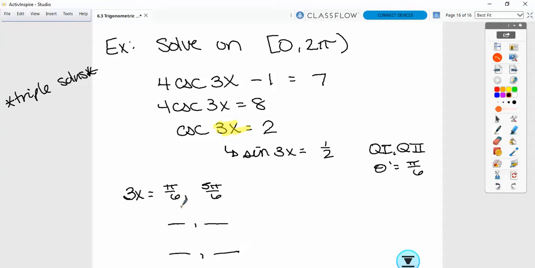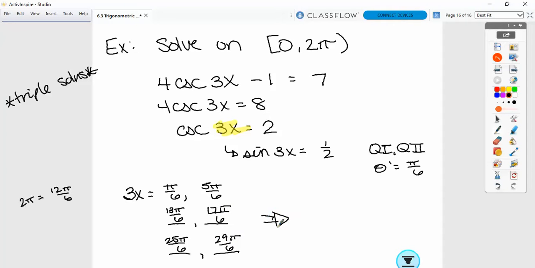What do we have to do to each of these to get the other answers? Add 2 pi. Add 2 pi first, and then we'll divide them all by 3. So all the way around the circle is 2 pi. So pi over 6 plus 2 pi, I told you if you really get hung up, you can use a calculator. You could realize that 2 pi is the same as 12 pi over 6. So pi over 6 plus 12 pi over 6 is 13 pi over 6. Plus 12 pi over 6 would be 25 pi over 6. 5 pi over 6 plus 12 pi over 6, 17 pi over 6, and 29 pi over 6.